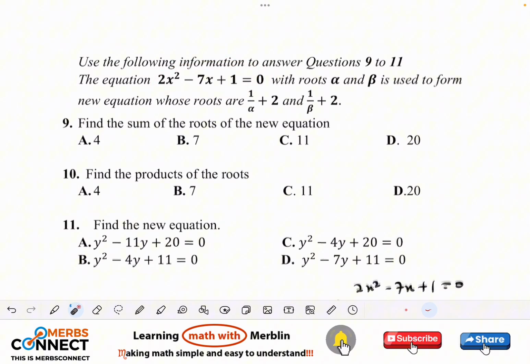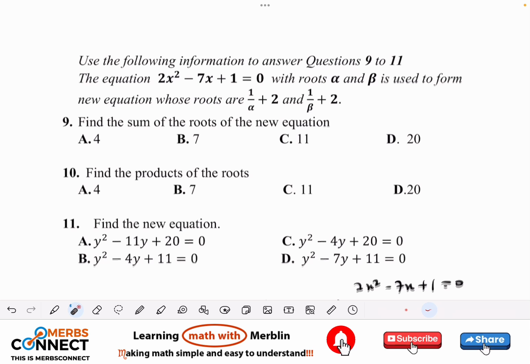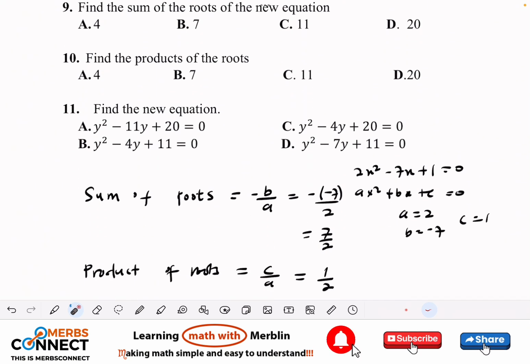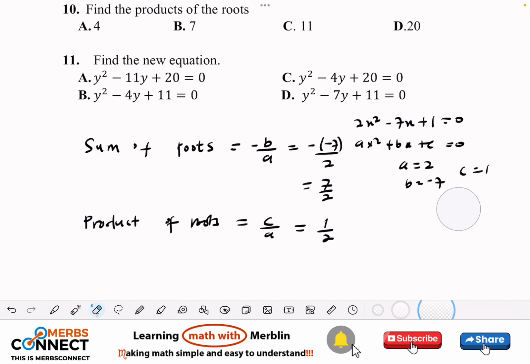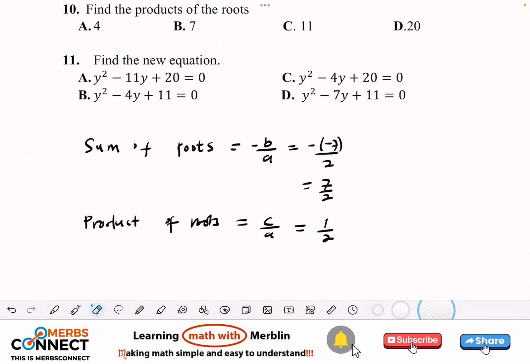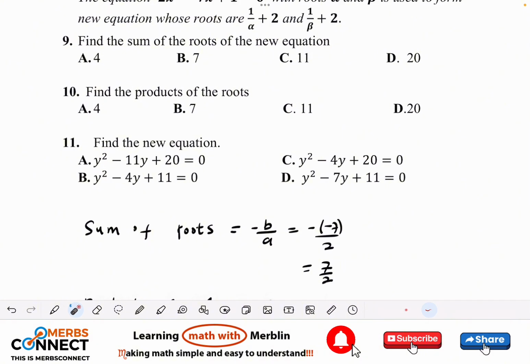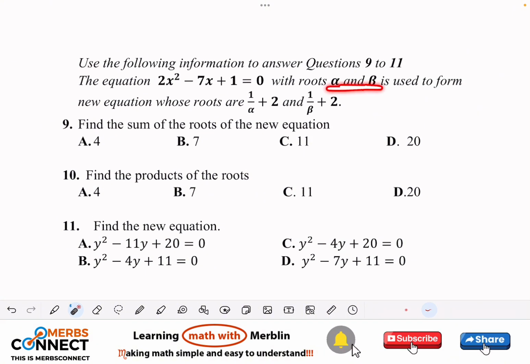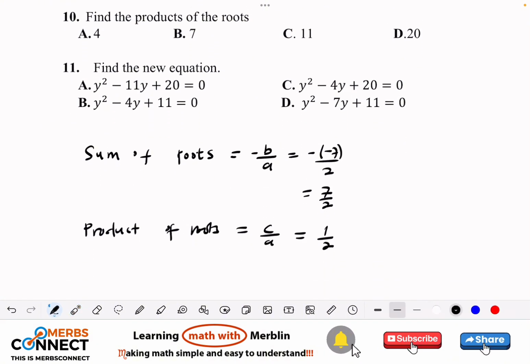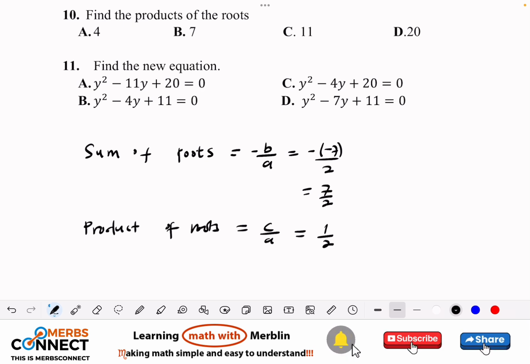Now the idea is that we need to find the sum of roots of the new equation. But don't forget, remember our roots here, which are of this equation, are alpha and beta. Since alpha and beta are the roots of this, this 7 over 2 is equal to alpha plus beta, because we are talking about the sum of roots. And this is the product of roots.